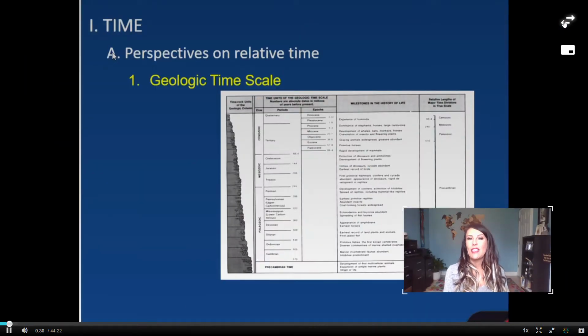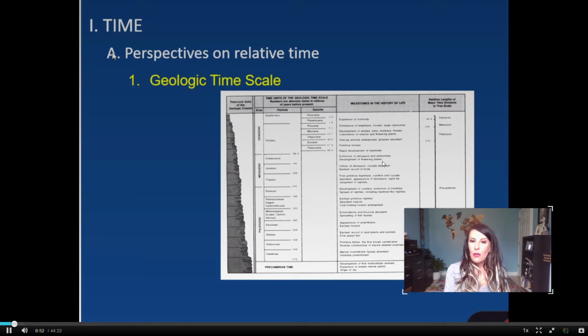And what we said is that we are first describing it relatively. So we're looking at it in terms of a sequence of events that have happened from oldest at the bottom to youngest at the top. So our oldest unit of time that we've described is the Pre-Cambrian. The Pre-Cambrian is an eon. And the Pre-Cambrian starts at 4.6 billion years and goes to 570 million years.